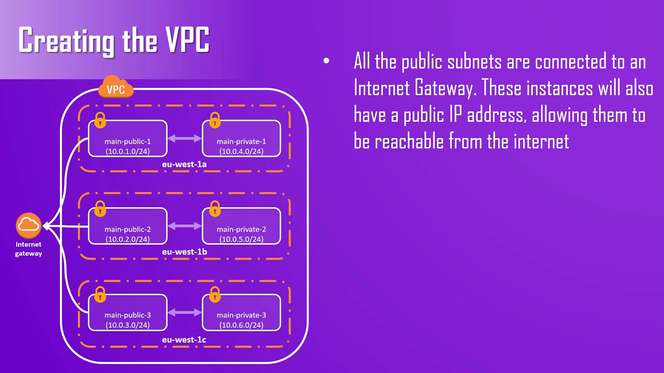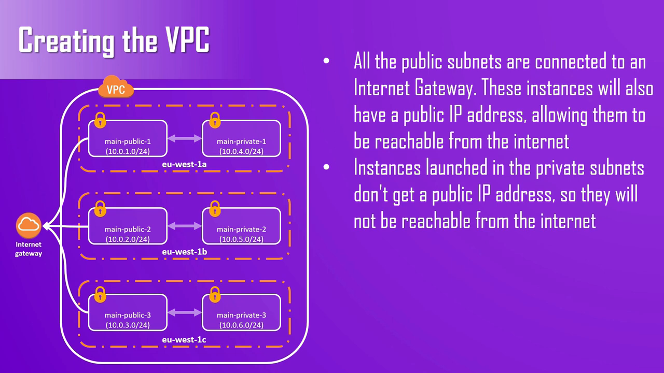The single instance that we launched earlier will also have a public IP address. That's how I was able to reach it from the internet. Instances launched in private subnets don't get a public IP address, so they will not be reachable from the internet. As a side note, you can still have a mechanism called a NAT gateway that will allow the private instances to communicate outside, but not from outside to inside.